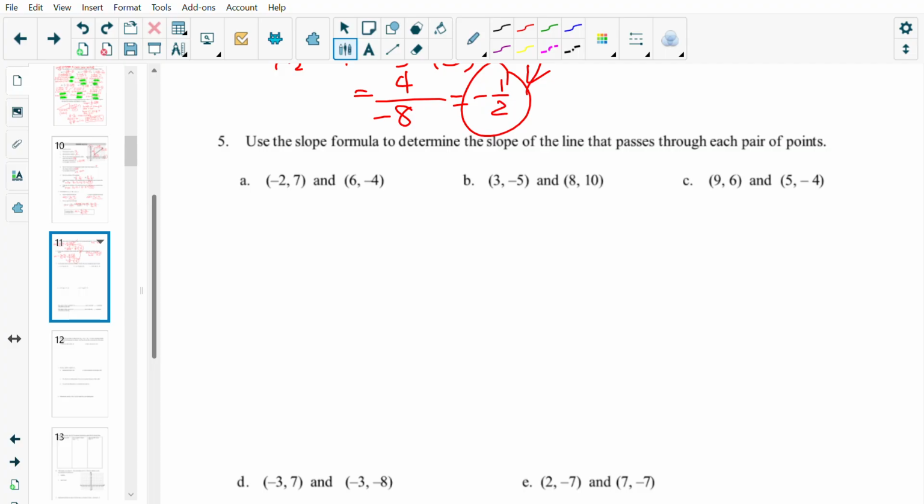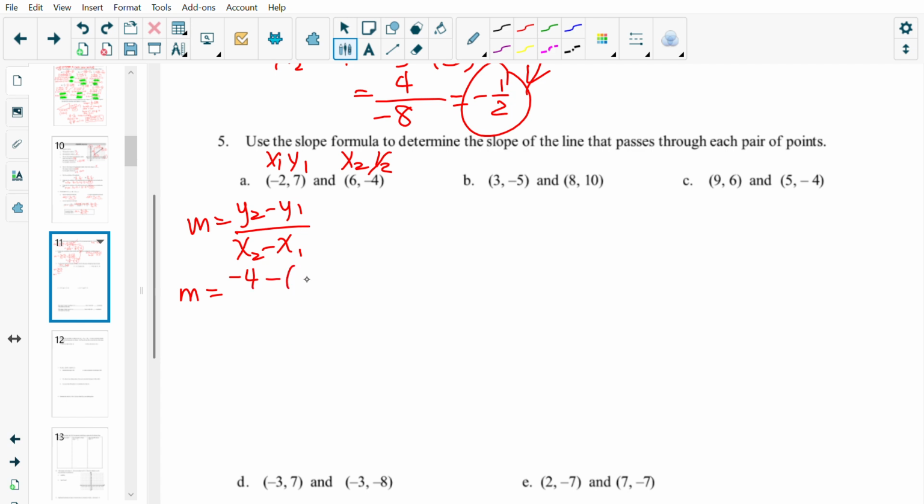Use the slope formula to determine the slope of the line that passes through each pair of points. So let's do a whole bunch of practice problems where really the hardest part, or the trickiest part, is the negative numbers and making sure that we account for them. So I would suggest use brackets. So first the slope formula. And then I do this to help myself out. x1, y1, x2, y2. I always label. You don't have to do it, but I find that it helps.